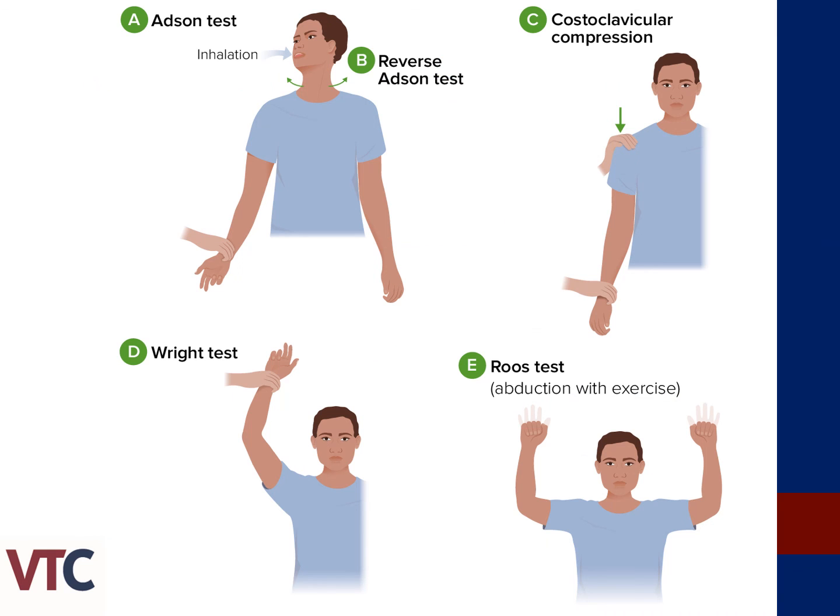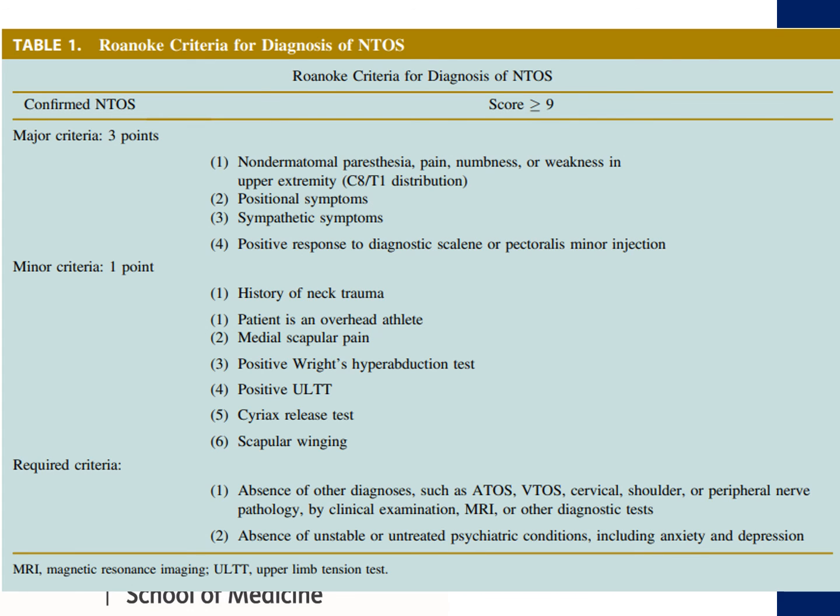This slide is just another pictorial representation of some of the provocative maneuvers that are utilized to diagnose thoracic outlet syndrome. As previously mentioned, neurogenic thoracic outlet syndrome is a focus of study here at Carilion Clinic. Recently, the Carilion Clinic has published the Roanoke criteria to assist with diagnosis of neurogenic thoracic outlet syndrome. This criteria emphasizes the non-dermatomal pattern of neurologic symptoms, the presence of sympathetic symptoms and positional symptoms, and the positive results associated with injections.